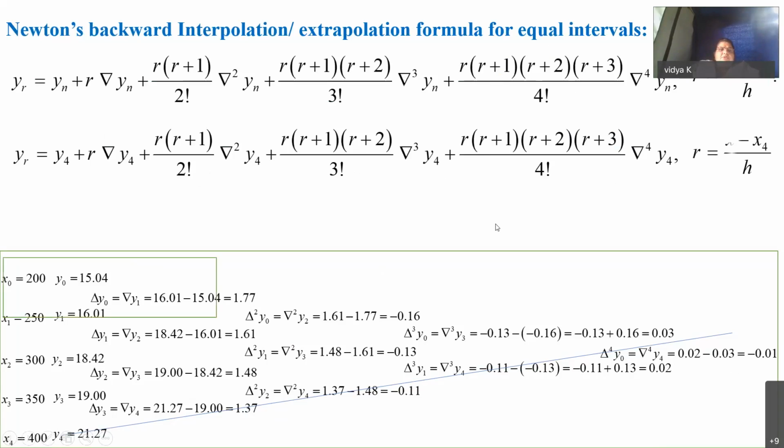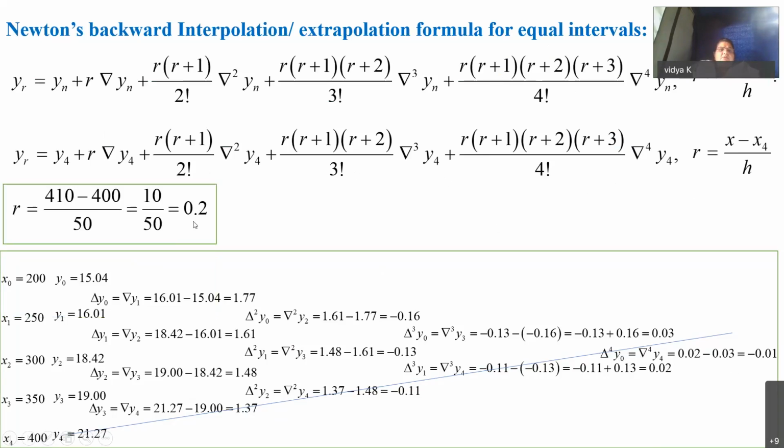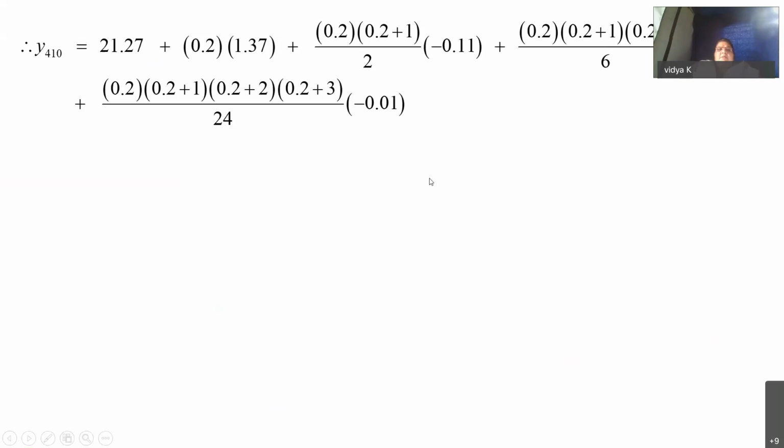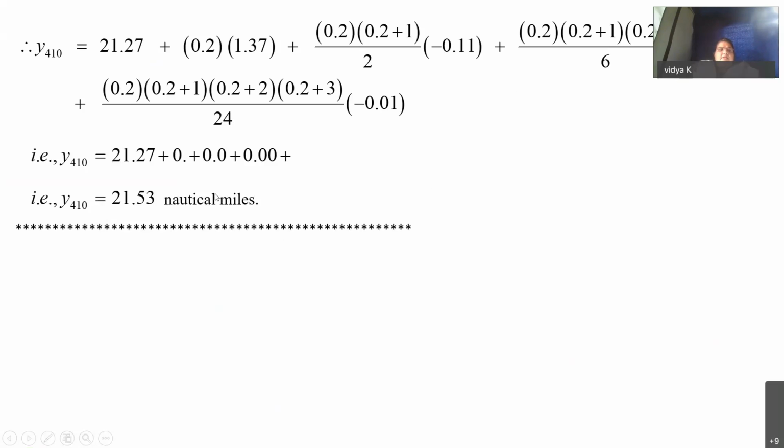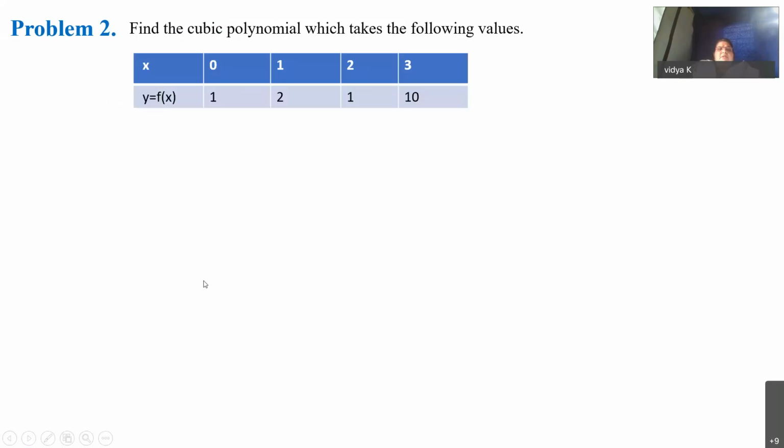Now substitute. So what do you get? You get r equal to this, and substituting you get these values, and simplifying you get this. So at a height of 410 feet from the Earth's surface, the horizon is at a distance of 21.53 nautical miles. So one more problem I do. Here they had asked to get the interpolation.